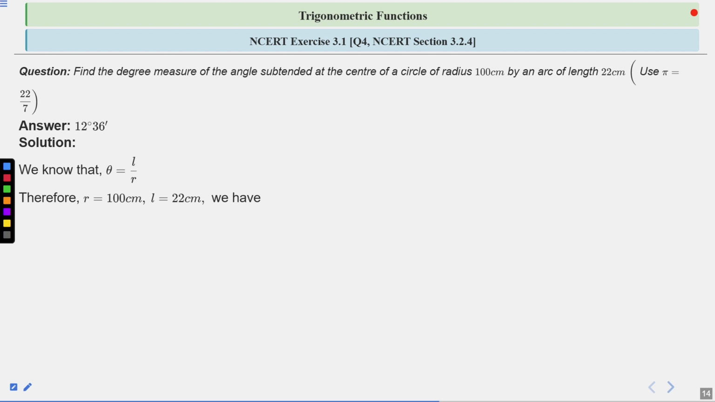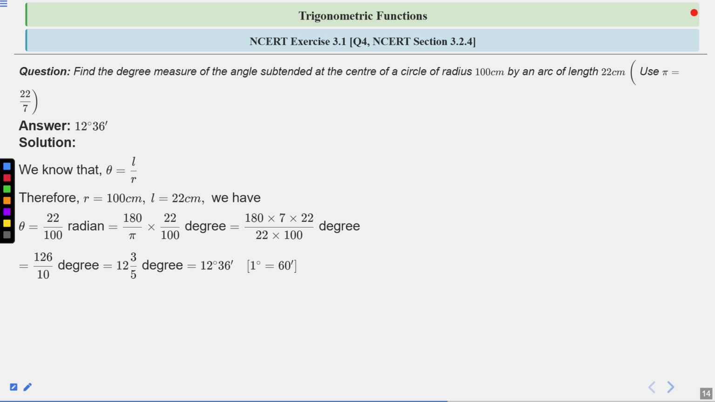So we have theta is equal to 22 upon 100 radian, because theta is equal to L upon R. L is basically 22 and R is basically 100. So theta is 22 upon 100 radian, which is equal to 180 upon pi into 22 upon 100 degree. Which is equal to 180 into 7 into 22 upon 22 into 100, as we have put pi as 22 upon 7.